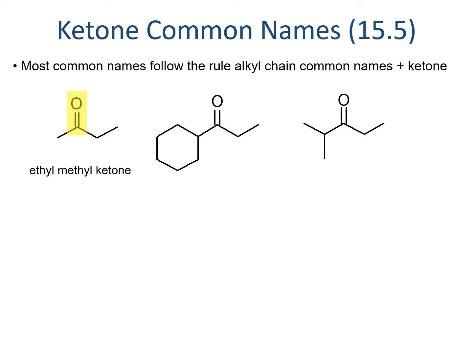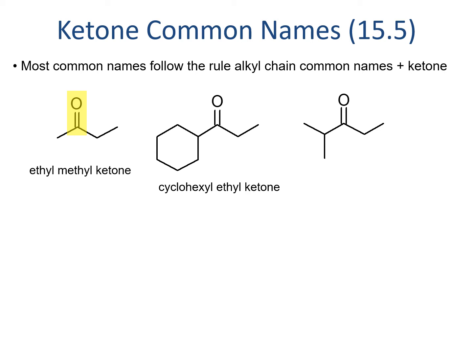Just like before, we can have cyclo groups as side chains too. So we could have cyclohexyl ethyl ketone. And again, notice that the chain on the right is just the 2 carbons to the right of the ketone. It does not include the ketone carbon, so it's an ethyl, not a propyl.